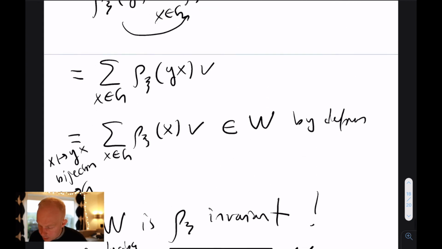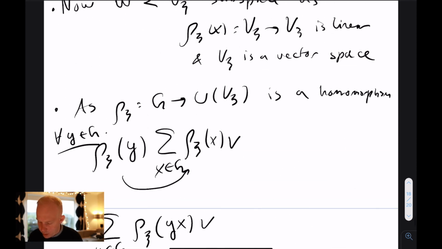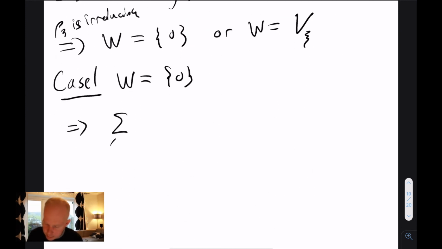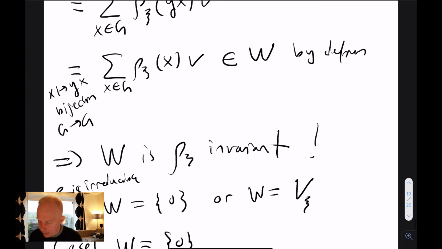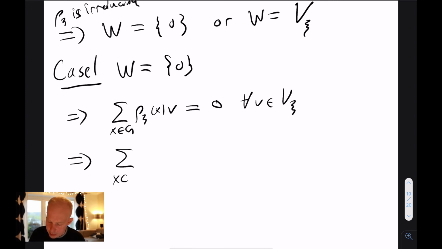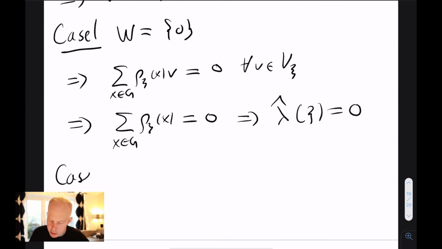Sorry, there should be a xi here. So when it's equal to zero, that implies by the definition of W, which is all these vectors or linear combinations, that the sum over x in G of rho xi of x applied to v is equal to zero for any v in V xi. Which implies that this sum over x in G of rho xi of x is a zero matrix, which implies then that the Fourier transform is equal to zero. That's what I wanted to claim. And then case two: if we can prove this, we would be done. So I want to prove that if W is equal to everything, we will see a contradiction.